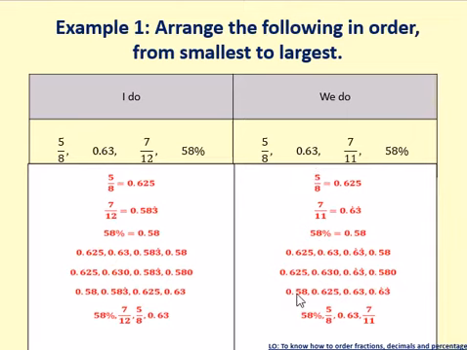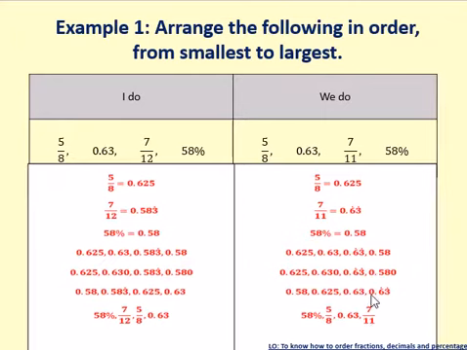So 0.58 goes first, which was 58%, so make sure to write 58% below that. Next up is 0.625, which was 5/8, so write 5/8 below that. Next up is 0.63, so write 0.63 below that. And the largest in this case is actually 0.63 recurring, so write 7/11 underneath that.